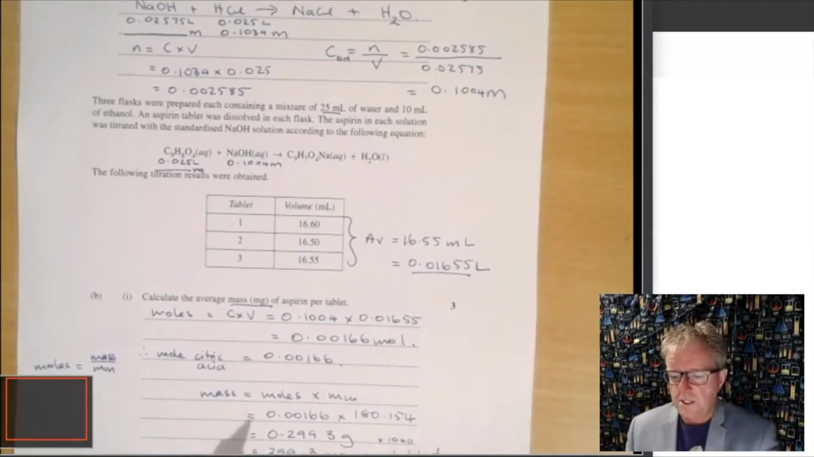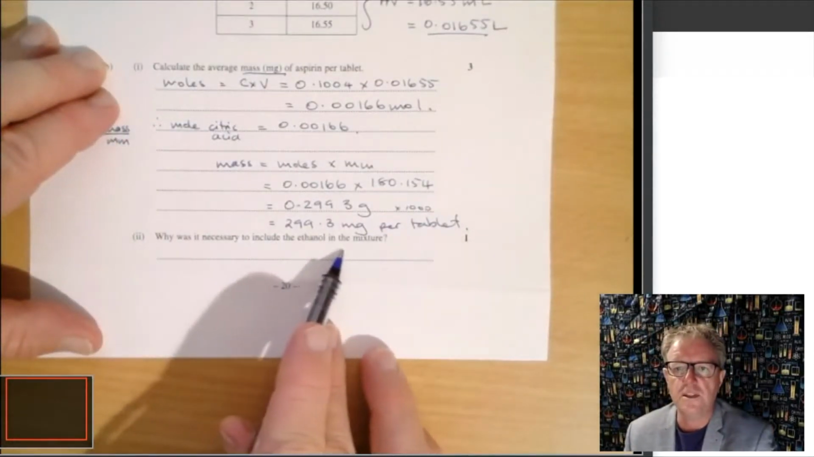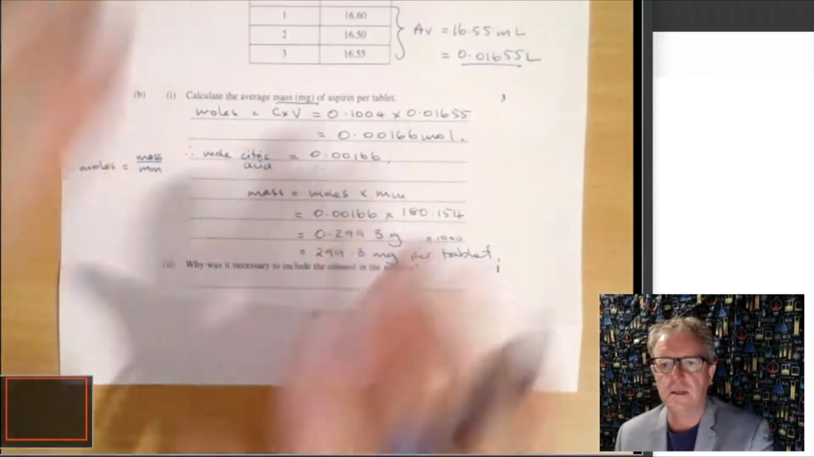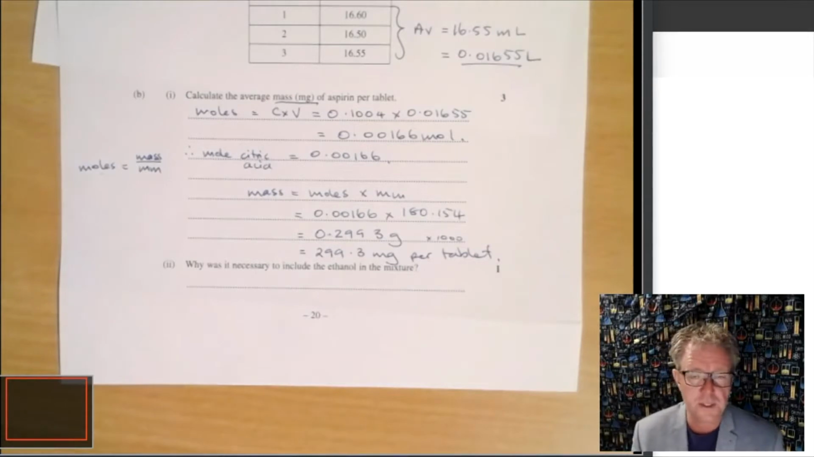Now the last bit of the question here, it says, why was it necessary to include the ethanol in the mixture? Well, this is a bit of a tricky question for, I guess, HSC students, in the sense that you're not expected to know the structure of aspirin. However, you can imply the structure based on the fact that you have to add ethanol to the mixture. So it is there to help it dissolve.